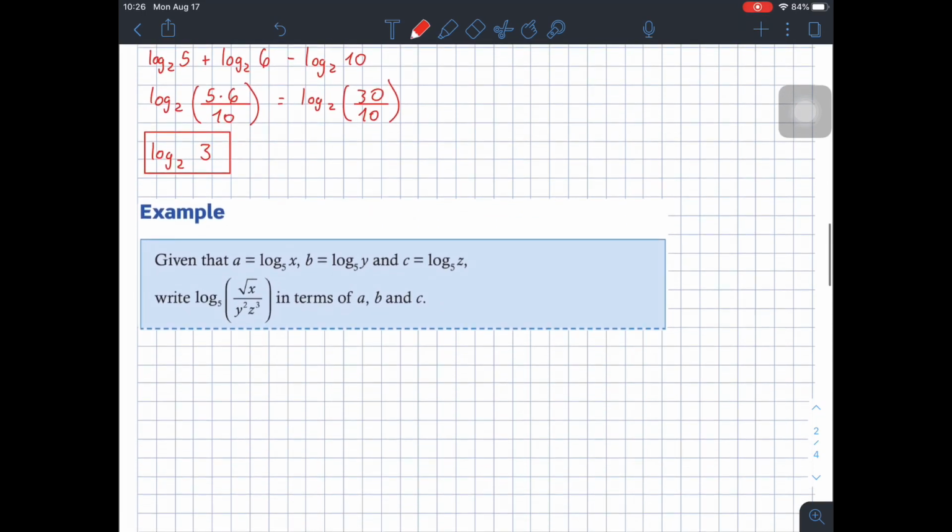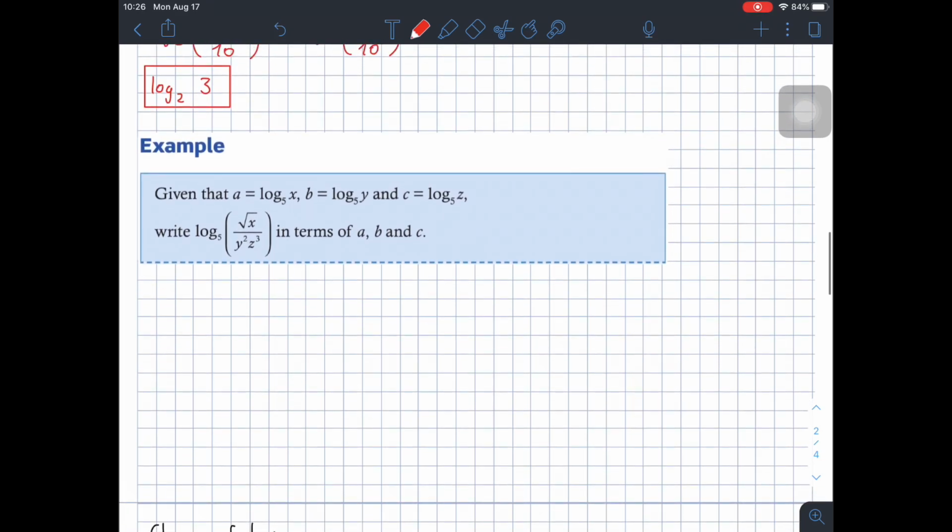Okay, now let's see the next example. It says, given that a is log base 5 of x and b is log base 5 of y and c is log base 5 of z, then write log base 5 of the square root of x over y squared c cubed in terms of a, b, and c. Okay, so this becomes a little bit more interesting, right?